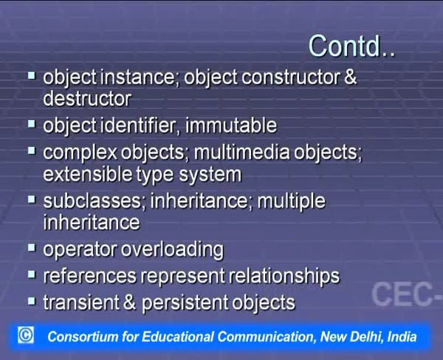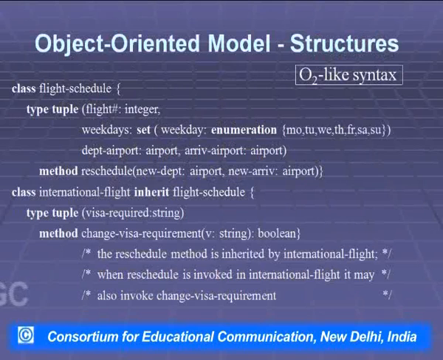Complex objects, multimedia objects, extensible type system, subclasses, inheritance, multiple inheritance, operator overloading. References represent relationships, transient and persistent objects. Now you can see a small program, that is the object oriented model structure.